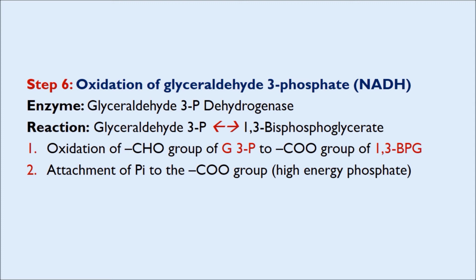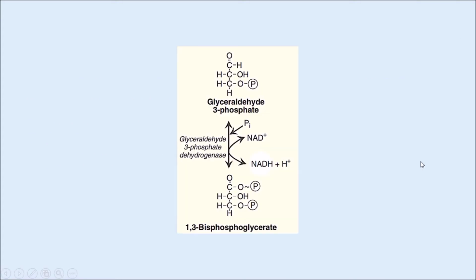So it can be discussed as 2 steps. First is oxidation of the aldehyde group of glyceraldehyde 3-phosphate to the carboxylic acid group of 1,3-bisphosphoglycerate. In fact, 1,3-bisphosphoglycerate is still not formed. First is oxidation of the aldehyde group to the carboxylic acid group, and subsequently there is attachment of an inorganic phosphate to the carboxylic acid group, which is in fact a high energy phosphate. So first there is an oxidation of aldehyde to carboxylic acid group, which is followed by attachment of the inorganic phosphate to the carboxylic acid group.